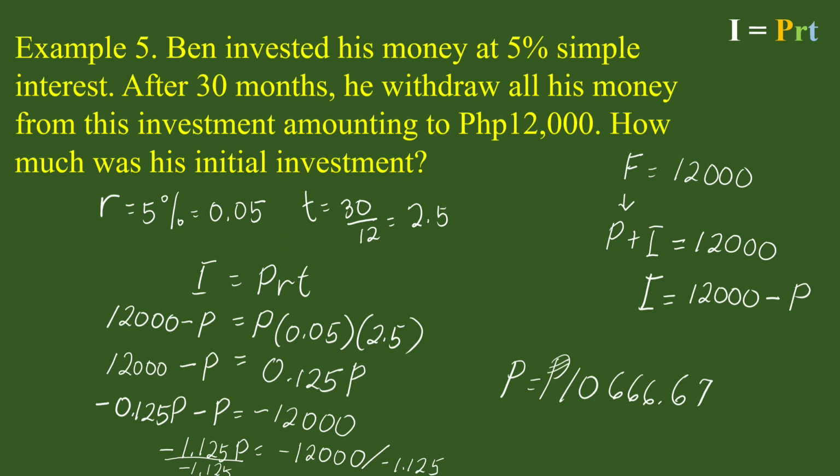Let's go back to the problem. The question is, how much was the initial investment? So, the initial investment is P. Alright? So we already have solved for the unknown variable. So 10,666.67.